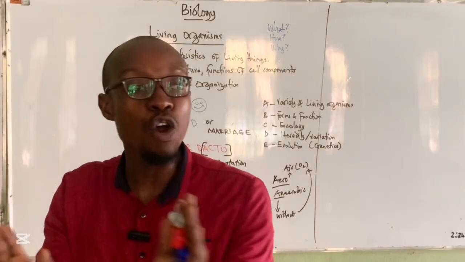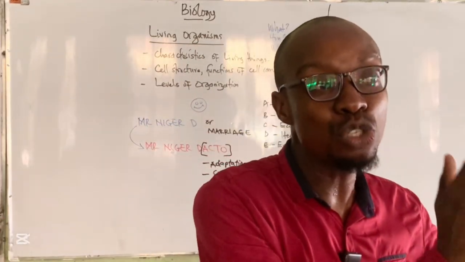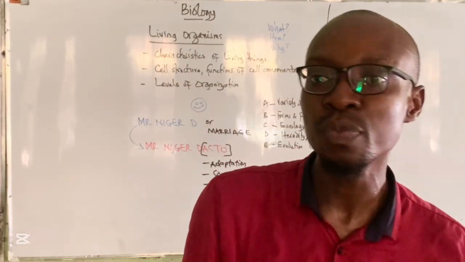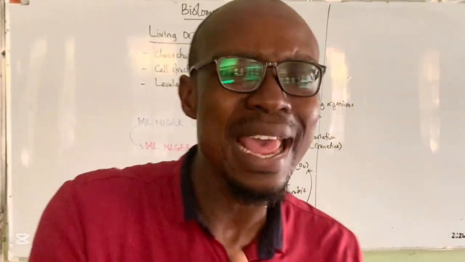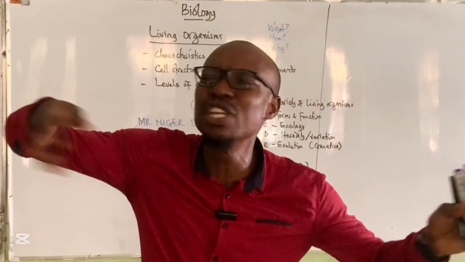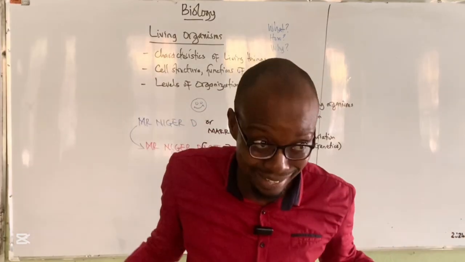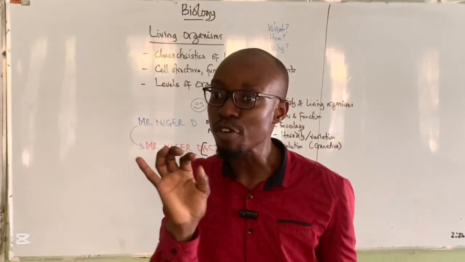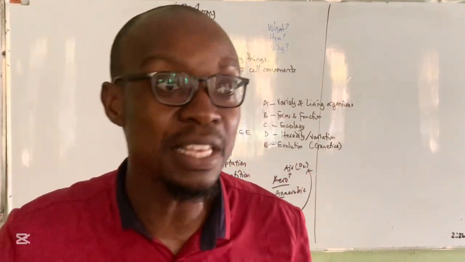A process whereby animals get their food is called heterotrophism, or you call it what? Heterotrophic nutrition. What is hetero? Hetero is a prefix that depicts many things. You eat this one, you eat that one. That is hetero, while trophism in biology means feeding.